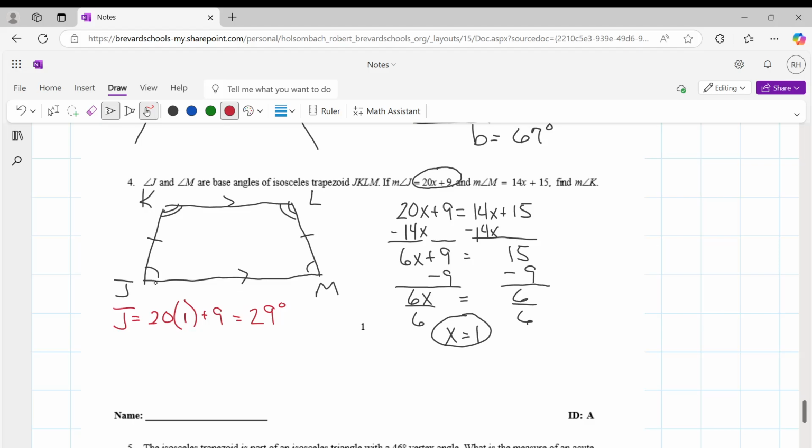Now, we covered this in an earlier problem. If we know that J is 29 degrees, J and K, again, those are same side interior angles, and they're supplementary. So if we need the measure of K, K is equal to 180 minus this 29-degree angle. All right, so K is equal to 151 degrees.